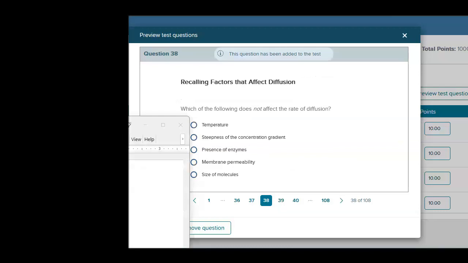Next question, recalling factors that affect diffusion. And we have temperature, presence of enzymes, size of molecules. So let's take a look at the figure. I'm going to give you 5 seconds to think about your answer. You can pause the video if you need.